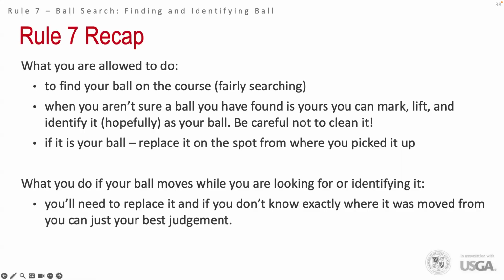So hopefully we covered everything there. Again, if you do have any questions while you're running through this, feel free to throw them in the chat. I'll do my best to look through them. But again, this is the basic recap. As long as we're doing these things, we're going to be okay in the eyes of the rules.